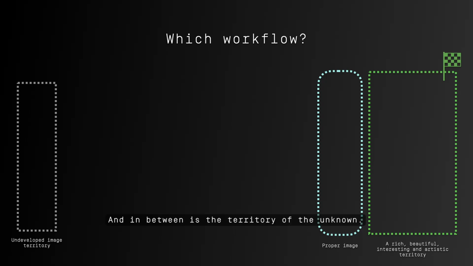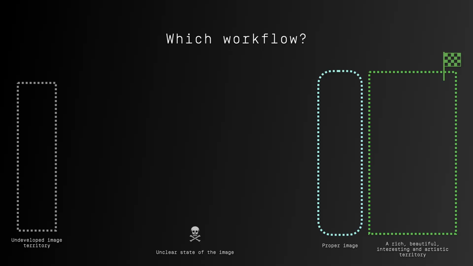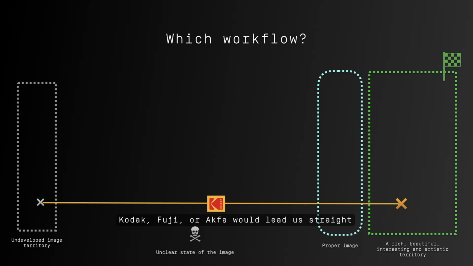And in between is the territory of the unknown, an unclear state of the image where contrast feels off and saturations might look strange. Okay, let's look at the traditional photochemical journey through this. Kodak, Fuji, or Agfa would lead us straight towards the fully developed image realm. That's good, but it is going to be challenging to get to another spot, to move away from the prescribed look. Photochemical science is prescriptive. Color mapping and look are applied in one inseparable stage.